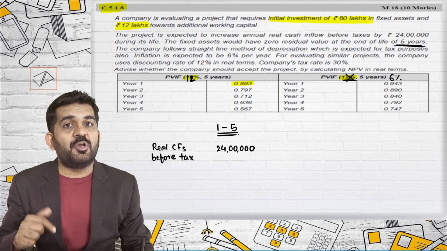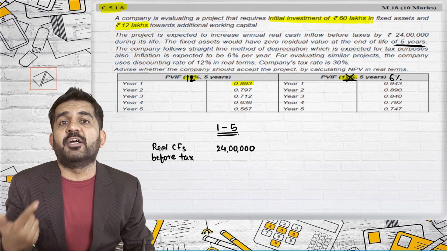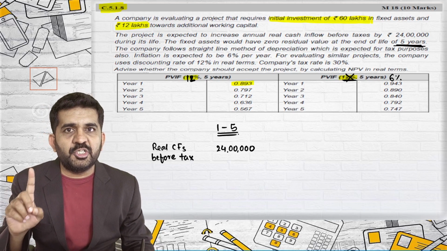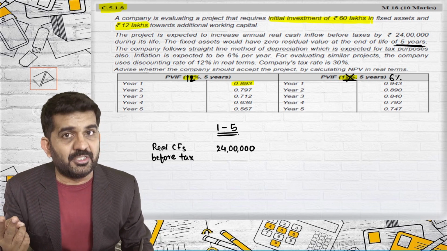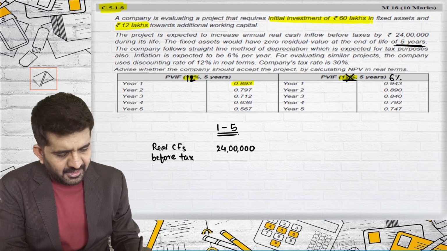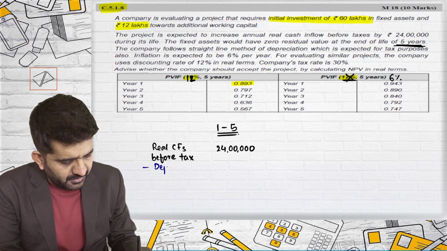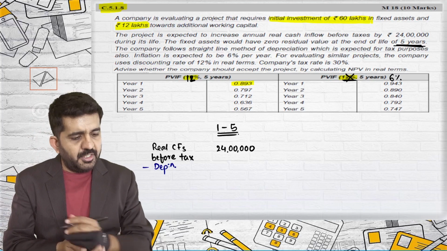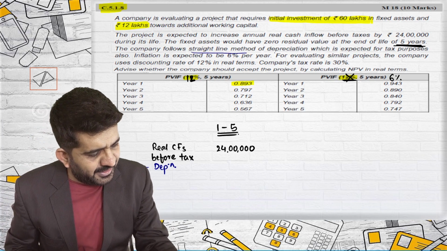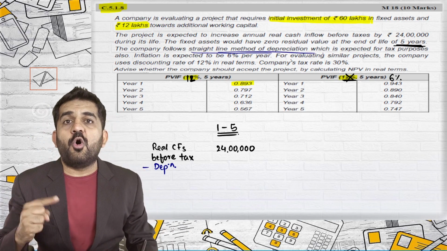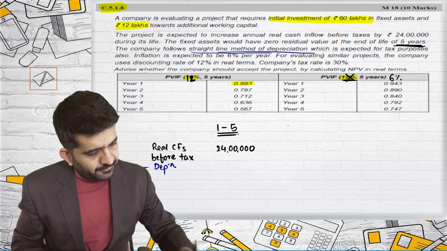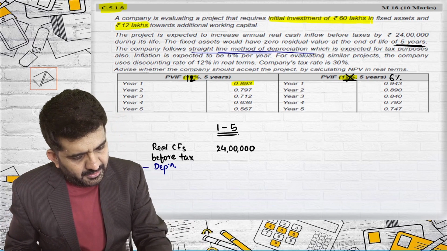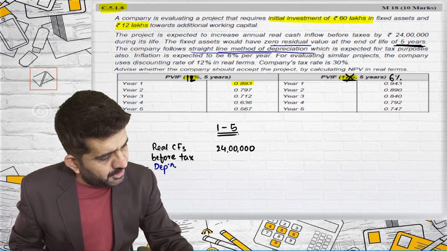So for finding out real tax, first we will have to deduct depreciation. I can do this in two manners, as this is the first question. I'll be doing it by both the methods. First, I am deducting depreciation. Now sir, depreciation is by straight line method. So for all 5 years, the depreciation is going to remain same. Zero residual value.